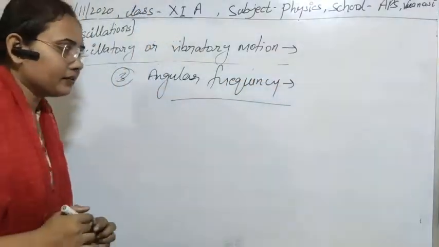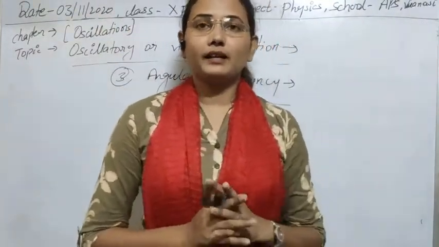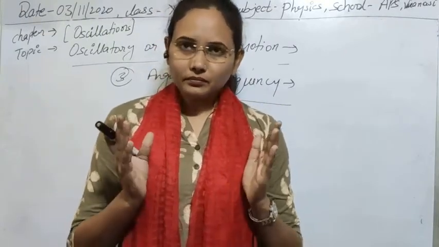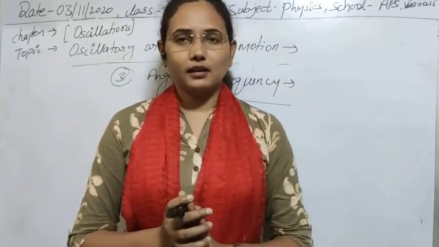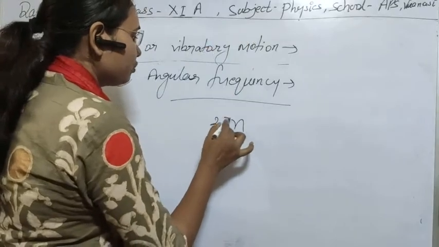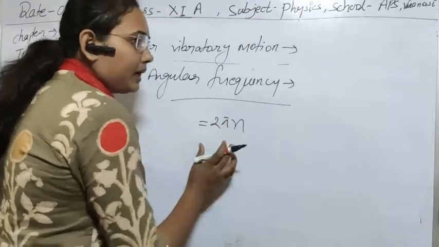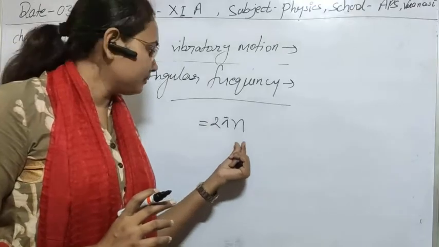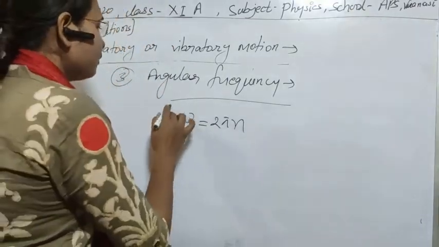So what is angular frequency? The angular frequency of any periodic motion is defined as 2 pi times the frequency of the oscillation. So if n is the frequency of the oscillation and we take 2 pi times this frequency, that is known as its angular frequency.